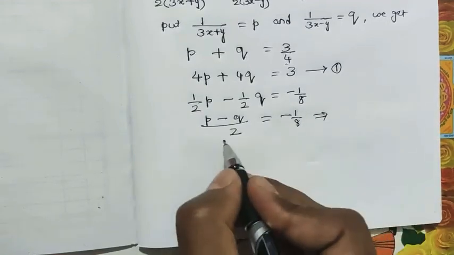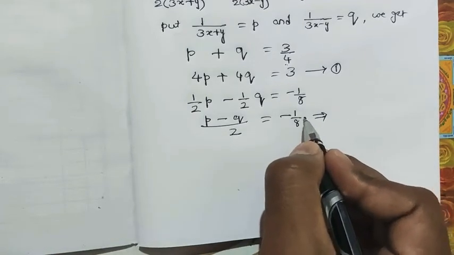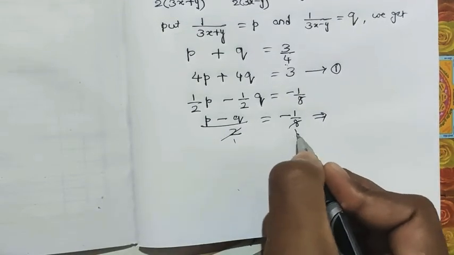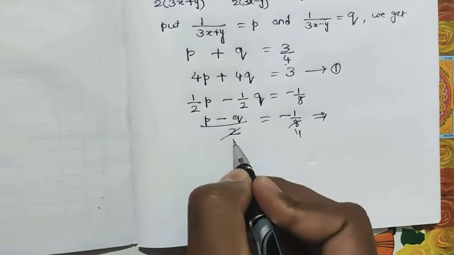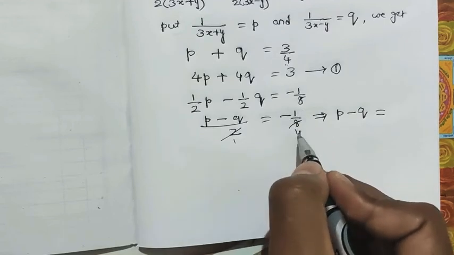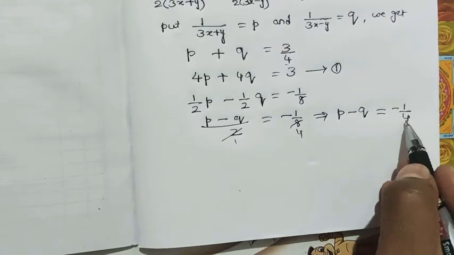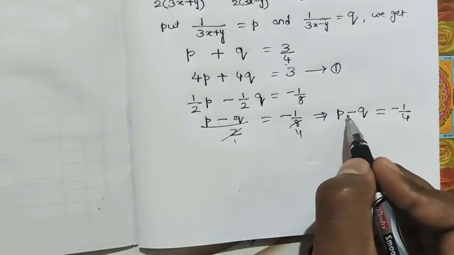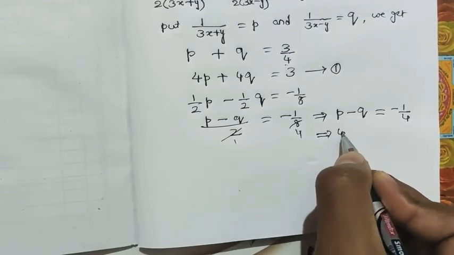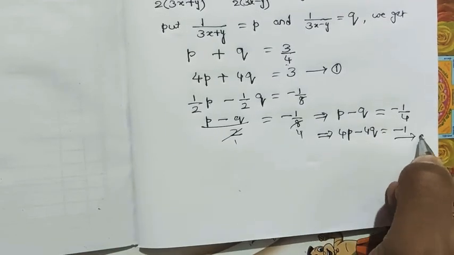Further it can be written as, actually you can cancel like this. 2 is dividing. If you transpose to RHS, it will multiply this minus 1 by 8. So 2 1 time, 2 4 times, I am cancelling here only. So p minus q is equal to minus 1 by 4. Now this 4 is dividing. If it is transposed to LHS, it will multiply both p and q. It will become 4p minus 4q is equal to minus 1. Say this one as second equation.